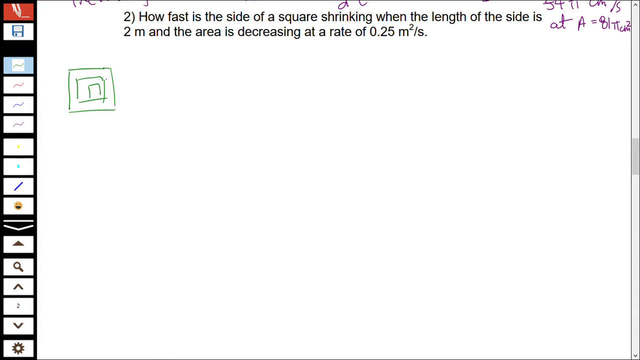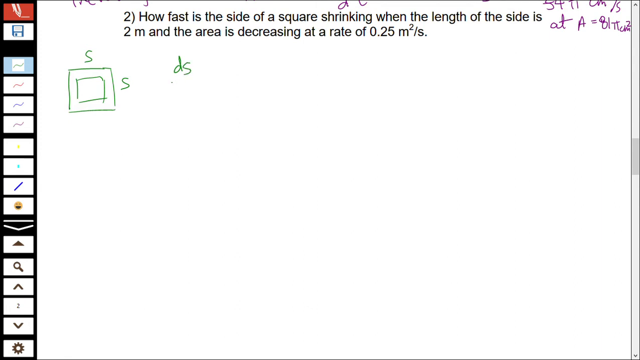But we know if it's a square, then the length and width are going to be the same. So I'm going to call both of them S for side. So let me make that a little bit more clear. So how fast is the side of our square shrinking? If they're asking how fast it is shrinking, then they're asking for the rate, because if they're asking how fast or how slow something is going to change, then that's always asking for the rate. So here they're asking, well, how fast is the side changing?